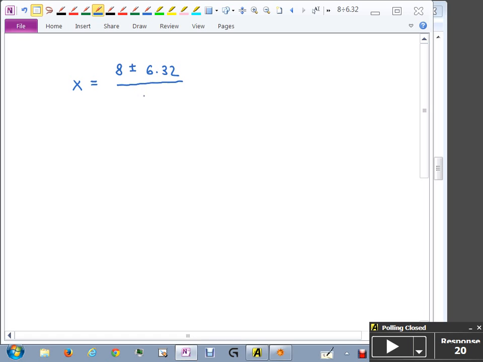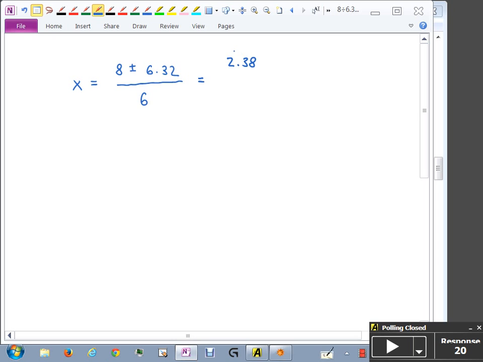All over 6. Now, don't mess this part up, okay? Don't mess up the part of putting these together. You have to first, on your calculator, do 8 plus 6.32, hit enter, and get what the answer is. All right? Then divide by 6. So 8 plus 6.32, enter, divide by 6. Wait, you got what? 14? Okay, yeah, and then divide by 6, and you get 2.38.